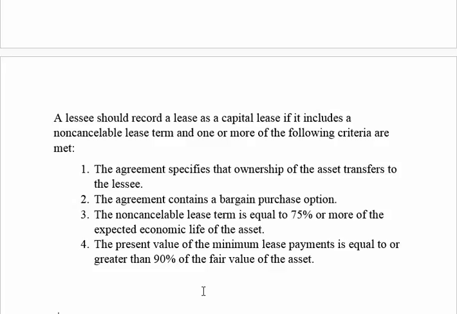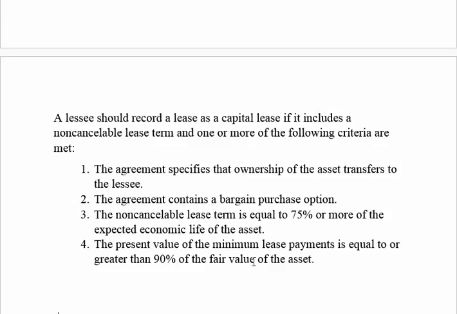Number 3, the non-cancelable lease term is equal to 75% or more of the expected economic life of the asset. So let's say the useful life of the asset is 8 years. Well, 75% of 8 years would be 6 years or more. So if the lease term is for 7 years or 6 years, then it's essentially a sale and not a lease of property.